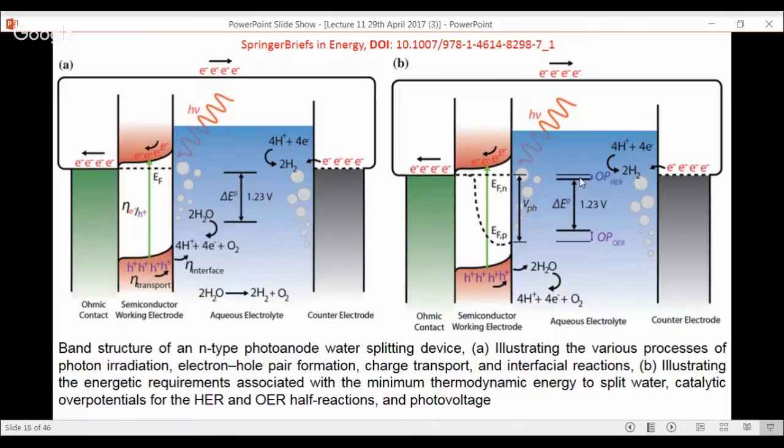And I hope you remember, or once somebody asked a question, I told you always use the value of 0.4 to 0.6 electron volts. 0.4 is normally the oxygen evolution over potential. 0.2 or less than 0.2 is the hydrogen evolution over potential. So I hope you are able to see that pictorially now.